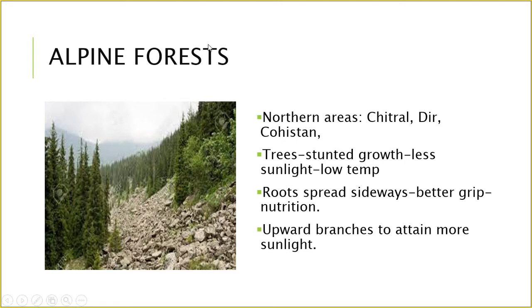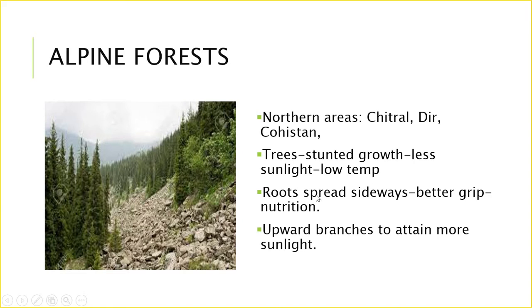So number one is alpine forests. Where are the alpine forests situated? They are found in the northern areas like Chitral, Dir and Kohistan. The trees have stunted growth, meaning they are short, they are not very tall because they do not get a lot of sunlight and the temperature there is also very low.